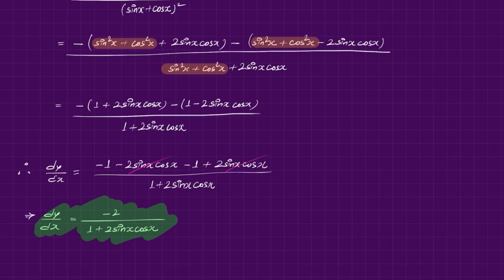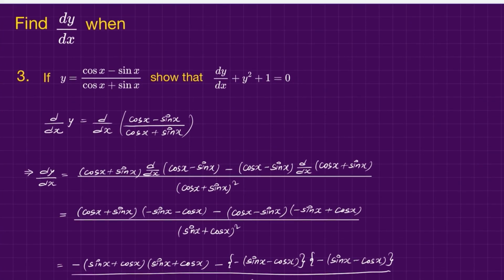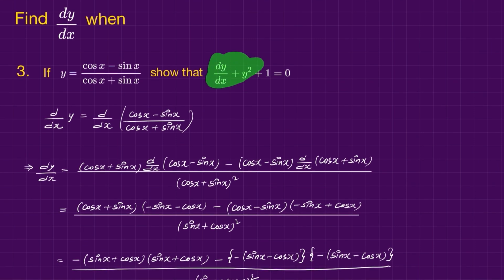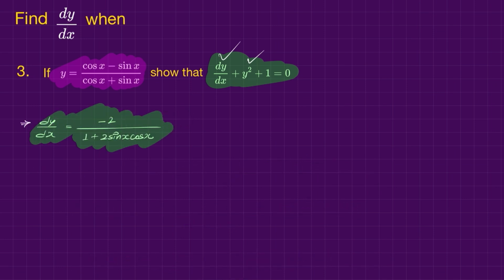But the question was not just to find the value of dy over dx. In fact, we have to prove this equation which is given here: dy by dx plus y square plus 1 equals 0. Now since I have found the value of dy over dx, let us find the value of y square. In order to find the value of y square, I just need to square the given function, so we'll get y square. Till now we have found the value of dy over dx, now we will find the value of y square.